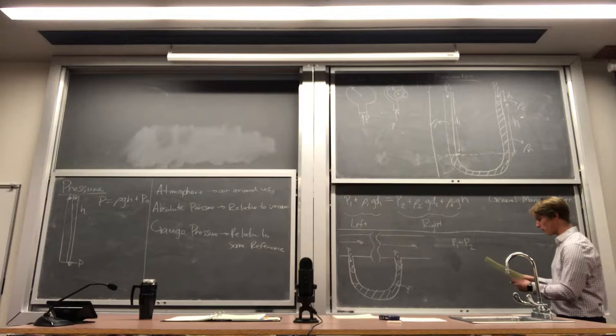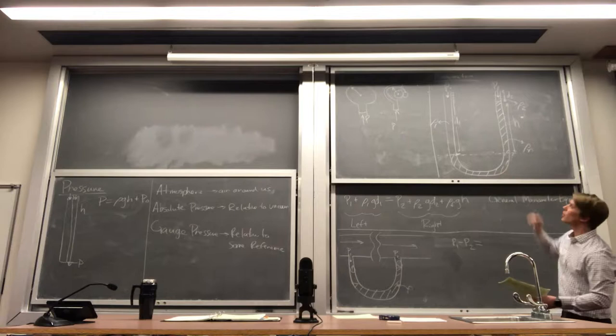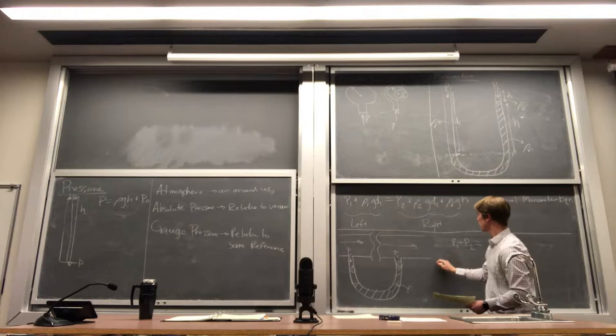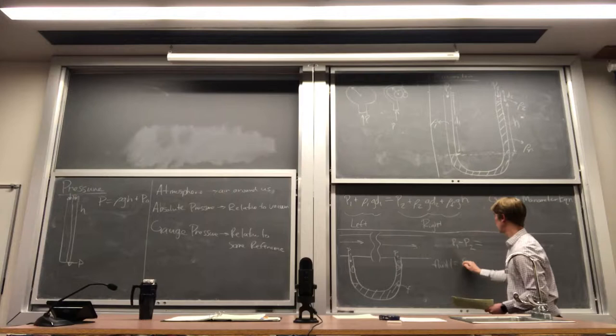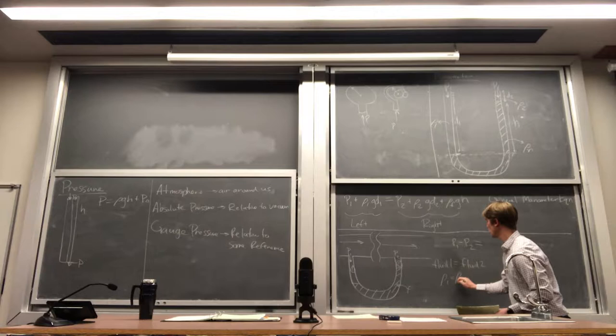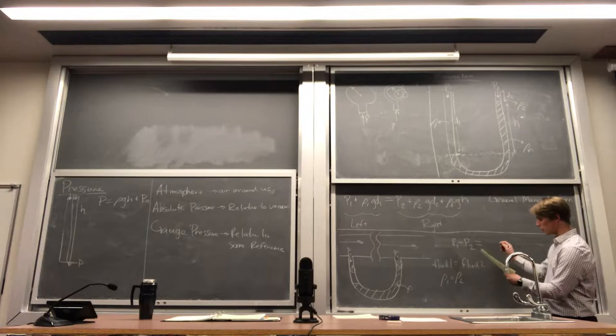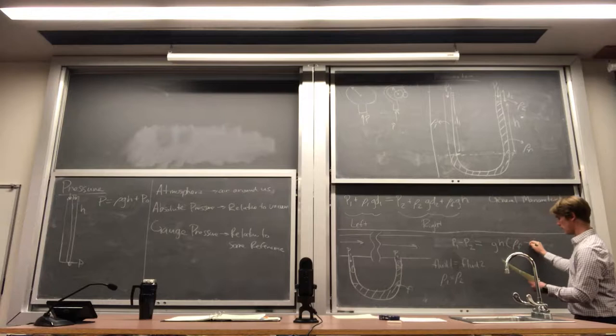So what we need to do is basically just take the general manometer equation and simplify it down. In this case here, we're going to say that fluid 1 is equal to fluid 2. So in this case, rho 1 is equal to rho 2. And I'm going to skip over the math a little bit, but we can derive the expression that delta P over g h is equal to rho F minus rho.